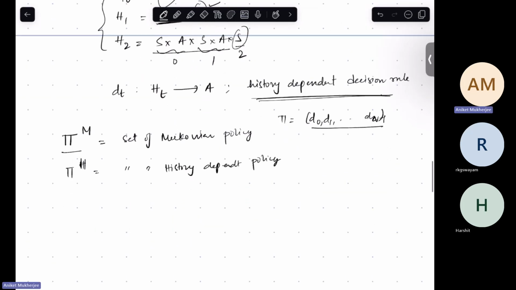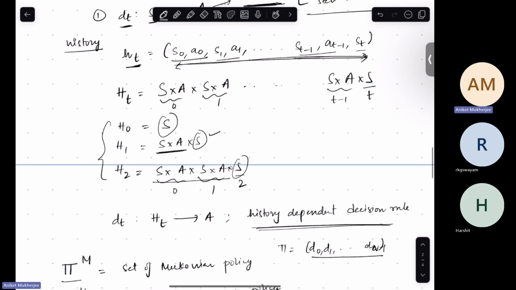So what I'm trying to say is that all Markovian policies are a subset of all history dependent policies. So your set of Markovian policies is a special case of your history dependent policies, because in the history dependent policies, you can just ignore all the previous history, take the latest information that you have, and take your action based on it.